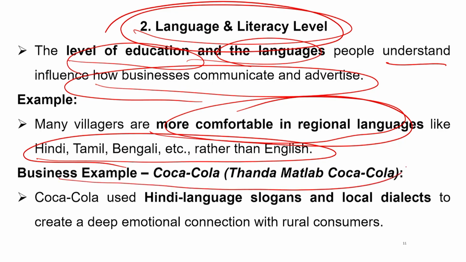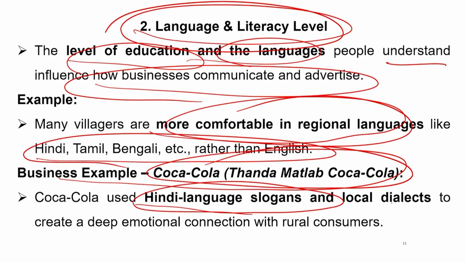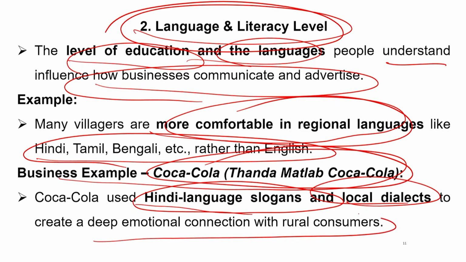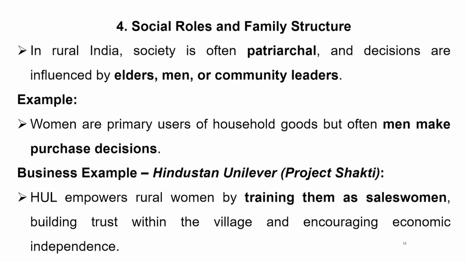For example, Coca-Cola. They said, "Thanda matlab Coca-Cola." More people connected. Yes, if in summer I am feeling thirsty, let's go and take this Coca-Cola. This is how a product and service is positioned. So they use Hindi slogans and local dialect to connect deeply with rural consumers.